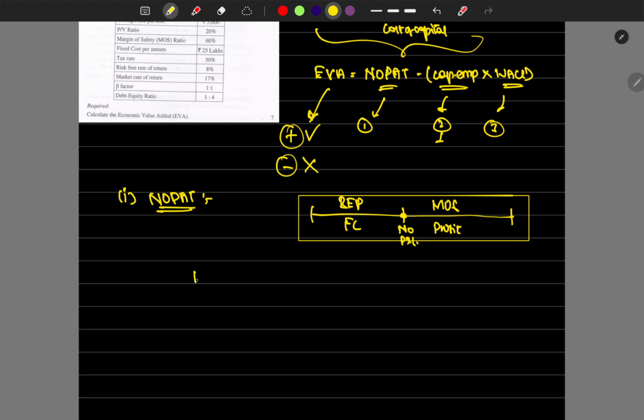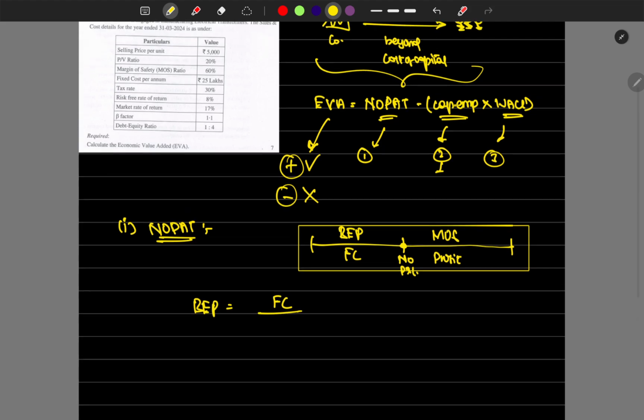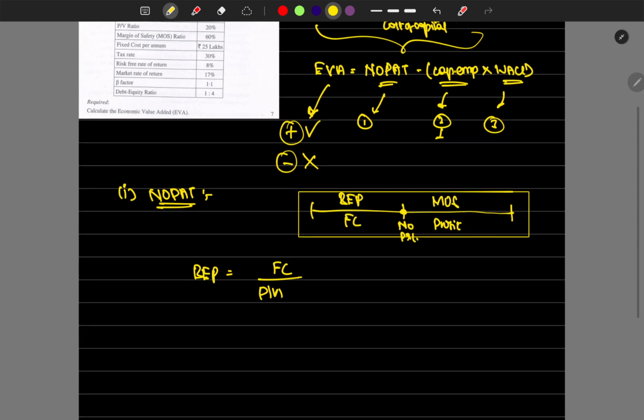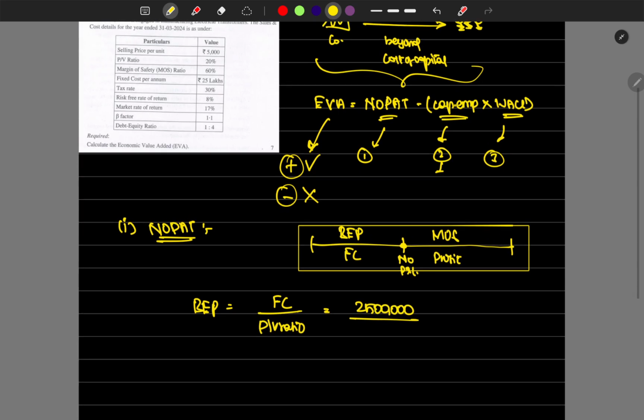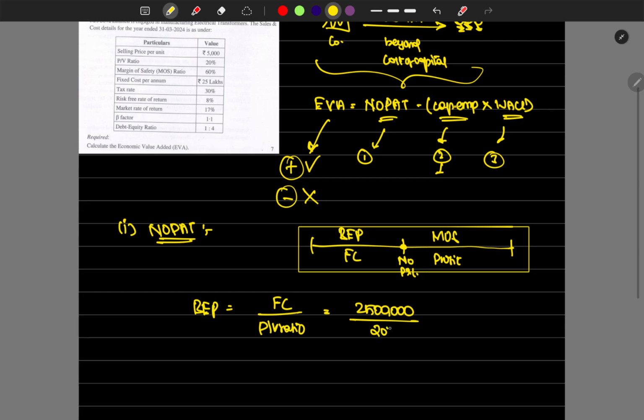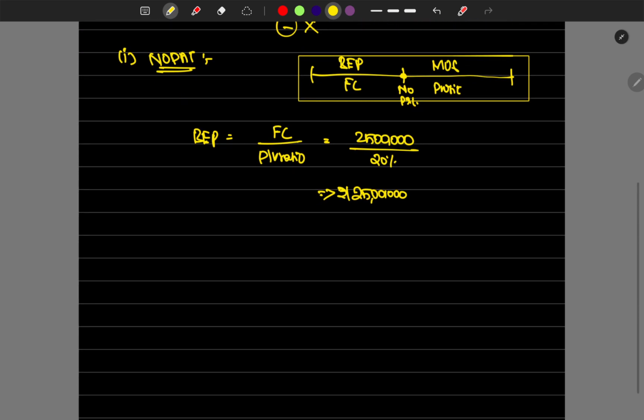BEP is equal to fixed cost divided by PV ratio. What's the fixed cost? Fixed cost is 25 lakhs. What's the PV ratio? PV ratio is 20%. 25 lakhs divided by 20% is 1 crore 25 lakhs. 1 crore 25 lakhs is the BEP.